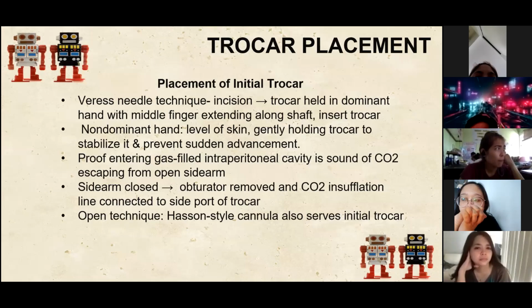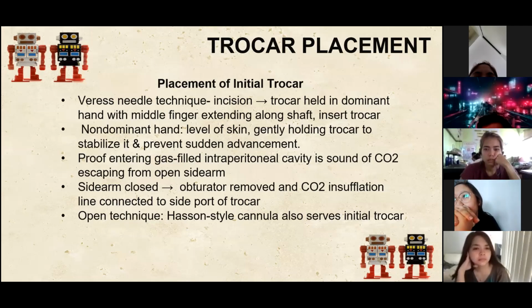And your non-dominant hand can be placed at the level of the skin, gently holding the trocar to stabilize it and prevent sudden advancement. So the proof of entering the gas-filled intraperitoneal cavity is the sound of CO2 escaping from the open sidearm. And after the sidearm is closed, the obturator is removed and the CO2 insufflation line is connected to the side port of the trocar. When open technique is performed to obtain pneumoperitoneum, the Hasson-style cannula also serves as your initial trocar.